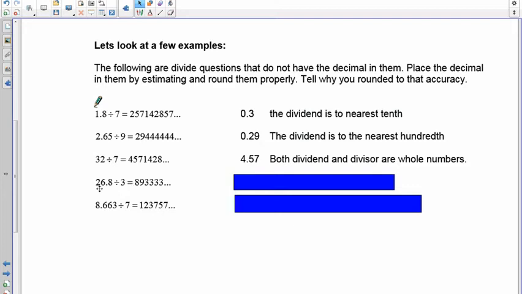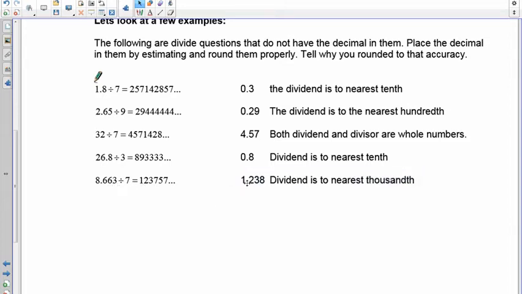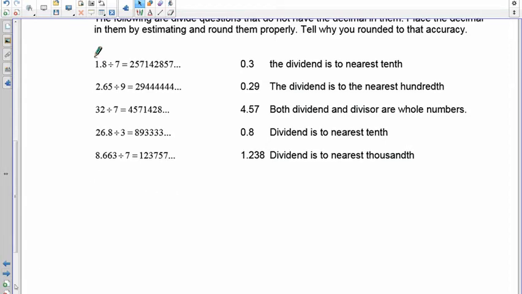All right? This dividend has 1 digit to the right of the decimal, which means your answer must have 1 digit to the right of the decimal. 26 divided by 3 is around 8, so it should be 8.9 with 1 decimal, so your answer should be 8.9. And finally, the last one, 8.663. 8 divided by 7 is 1, so my decimal is going to go between the 1 and the 2. This has 3 digits to the right of the decimal. That means my answer has got to have 3 digits to the right of the decimal also. Now, the one thing that's not included here, which I noticed, is there's no money here. Now, if you had money, it would be done to the nearest hundredth also.